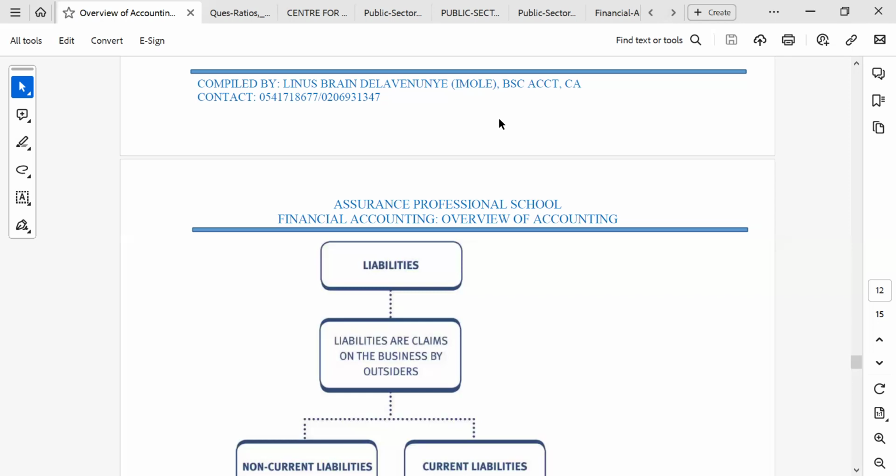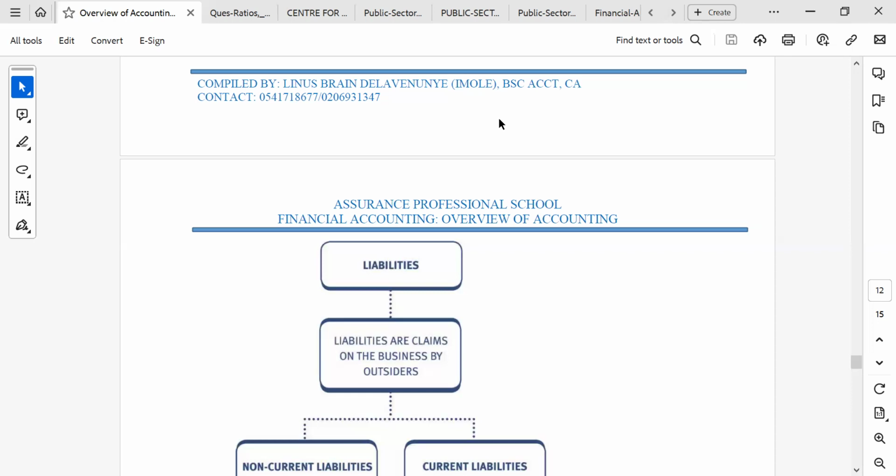If you are owing electricity bills, you are owing ECG. ECG cannot give you 2 years to settle the electricity bill. No. The electricity bill has to be settled within a year. You can pay at any time. So we have liabilities that can be settled within the shortest period of time, and we also have liabilities that can be settled over a long period of time.